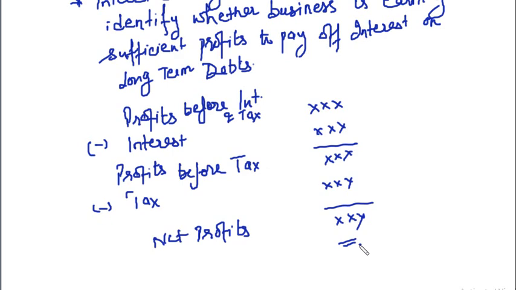Clear? What is left with you is the net profits, but for the purpose of interest coverage ratio, we have to consider these profits before interest and tax, whether you have sufficient amount here to pay off this amount. If you don't have the sufficient amount here, then how will you pay interest? You will not be able to pay. Clear? So we have to consider profits before interest and tax.